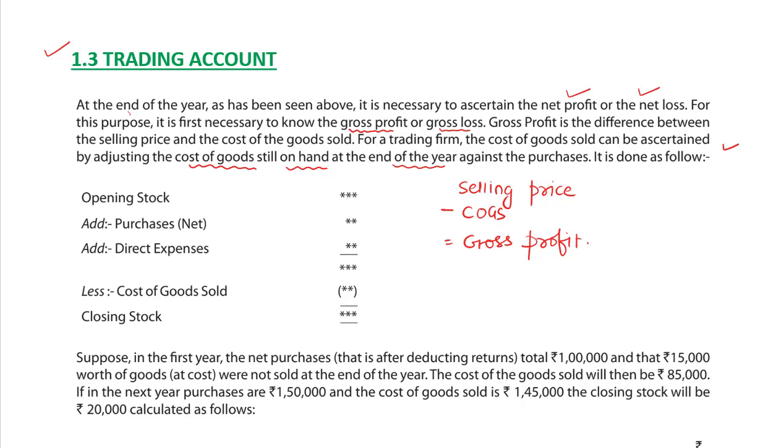It is done as follows: opening stock, add purchases, less purchase return, that is net purchases. Net purchases means purchase less purchase return. Add direct expenses, less cost of goods sold, equals closing stock. I believe you understood.